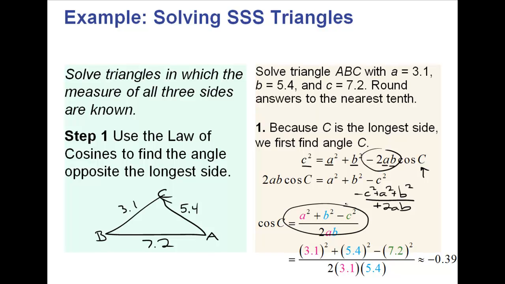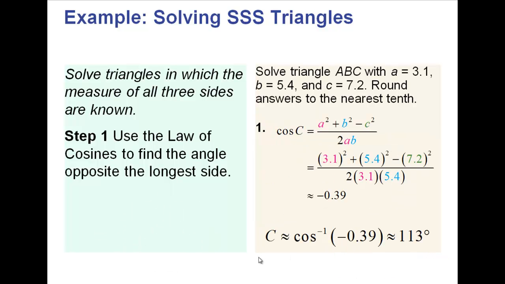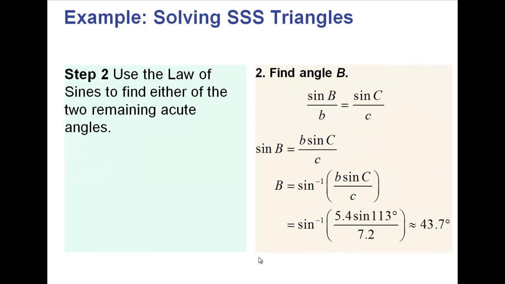So now we know that cosine of this angle C is equal to negative 0.39. So how do we solve for C? That's right, we just take the inverse cosine of that. So C is just going to be the inverse cosine of that amount that we had, which comes out to be roughly 113 degrees. Now all you got to do is rinse and repeat, right? Do it 2 more times.